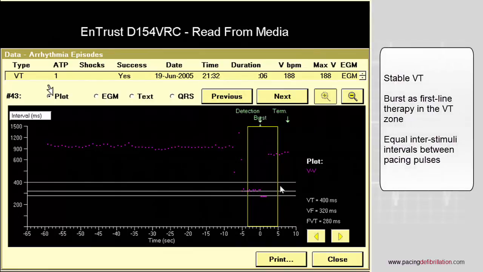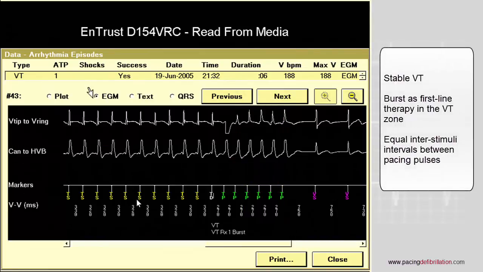We can see on the plot here an acceleration, a ventricular tachycardia detected, and then a burst is delivered with a return to sinus rhythm. We can see here an episode of stable VT, the initial detection of the VT, then the burst is delivered with a return to sinus rhythm. A burst stimulation sequence consists of a train of pacing pulses with the same cycle length all along the pacing sequence.